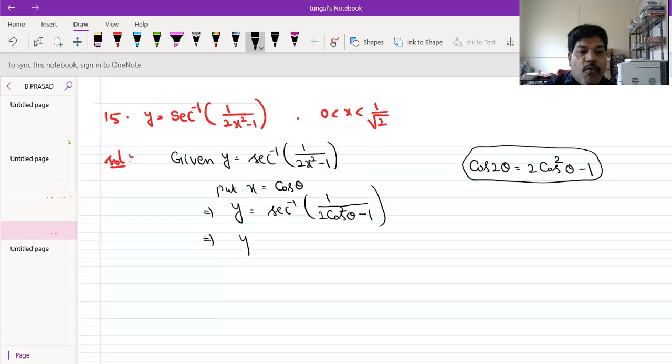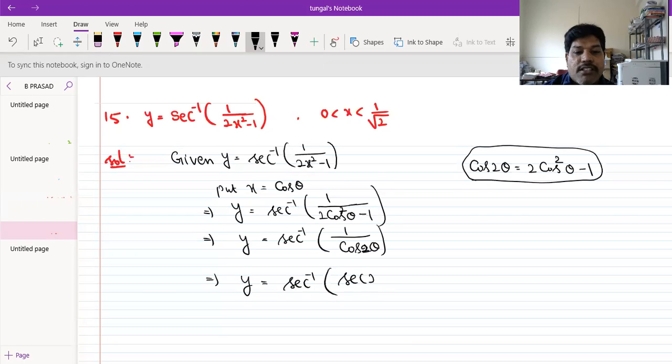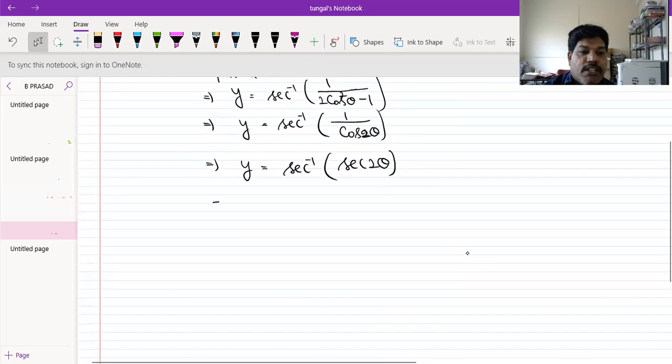So what we will get is y is equal to secant inverse of 1 by cos 2 theta. What is the reciprocal of cos? The reciprocal of cos is nothing but the secant. So 1 by cos 2 theta becomes secant 2 theta. Then the secant and the secant inverse will be cancelled, and we will get y is equal to 2 theta.